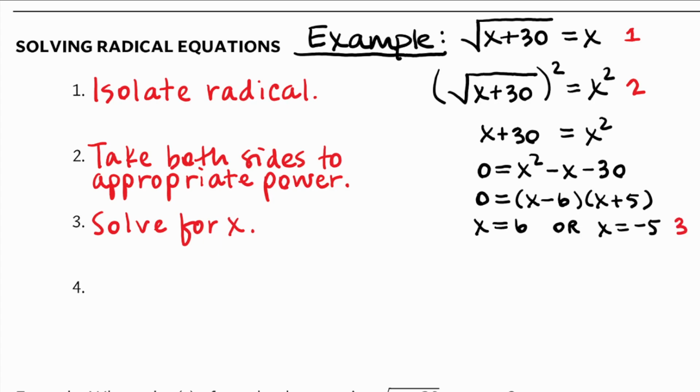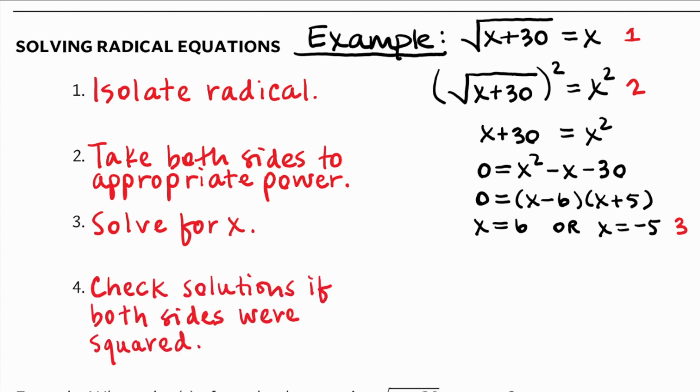Alright, so I've solved for x, but that's not it. I need to check my solution if I squared both sides of the equation. And this equation right here is a perfect example of why you do need to check your solutions to your equation if you squared both sides somewhere along the way. So I'm going to go over here and check, and you don't always have to write this out, you can kind of mentally check usually.